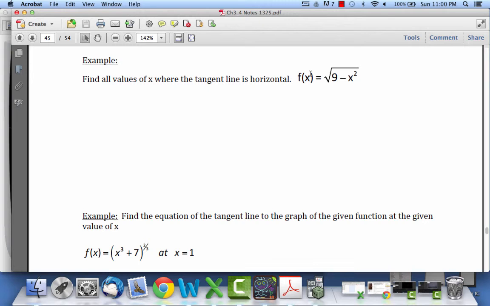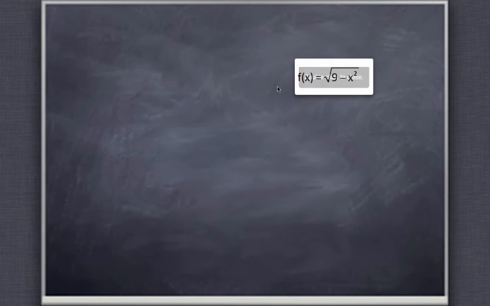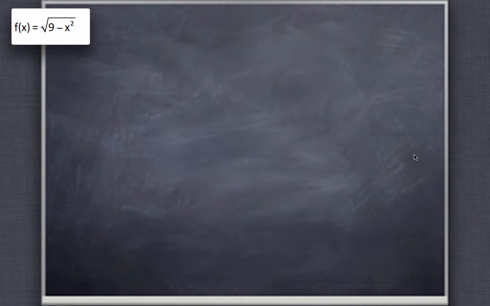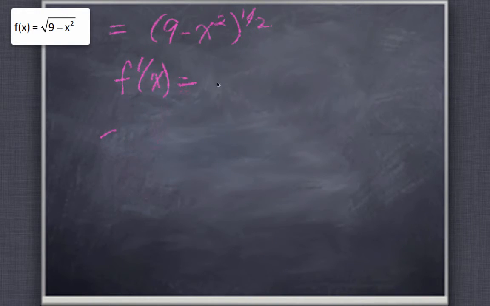Okay, so this first one, I want to find where the tangent line is horizontal. And horizontal means the slope is 0. So I want to find where the tangent line has slope 0, which means where the derivative is 0. So I'm going to first rewrite this like that. So then the derivative is 1/2 times the chocolate to the negative 1/2 times the derivative of the chocolate.